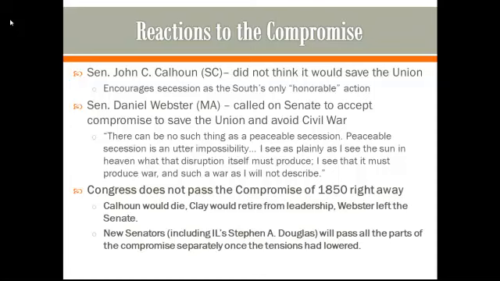And the compromise split the country to the point where there was not enough support on either side to either pass it or to really get rid of it. And so the compromise kind of dies until a new Senate came in.